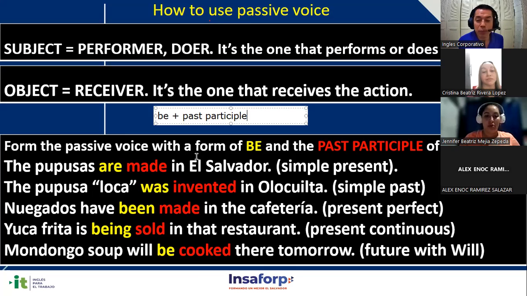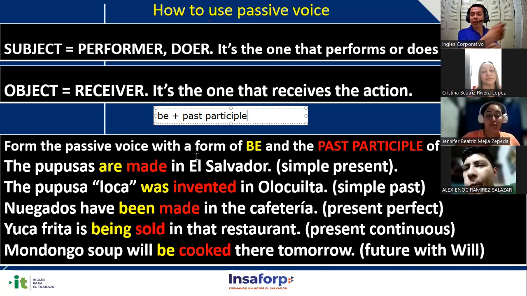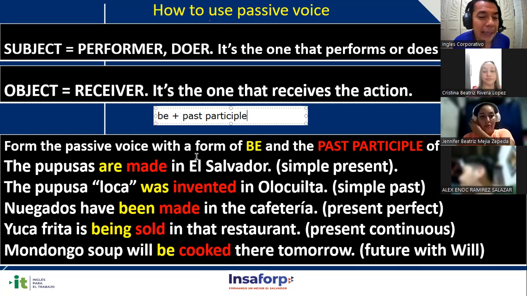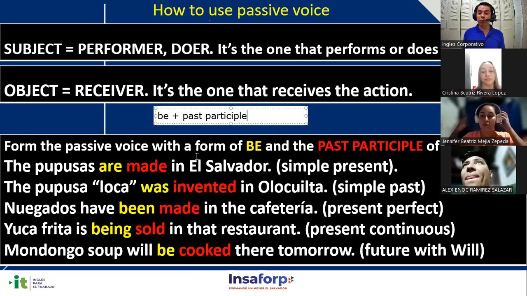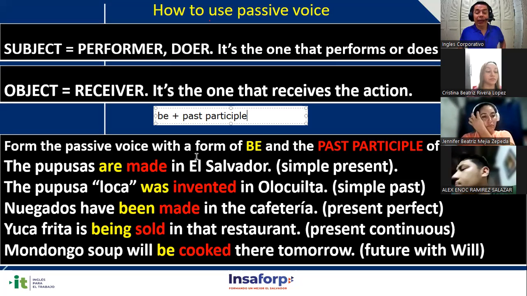Okay, no es que las pupusas se hacen ellas solitas, ¿verdad o no? Hay ahí en Olocuilta, yo he visto un pupusero ahí en Olocuilta. Ya tiene las pupusas ahí, ¿ok? Entonces, el pupusero es, bueno, es una ocupación, por cierto, también, ¿verdad? Pupusero o pupusera. Ellos hacen las pupusas. ¿Qué quiere decir? Ah, en El Salvador, right? ¿Qué quiere decir? Que las pupusas son hechas en El Salvador, ¿ok?